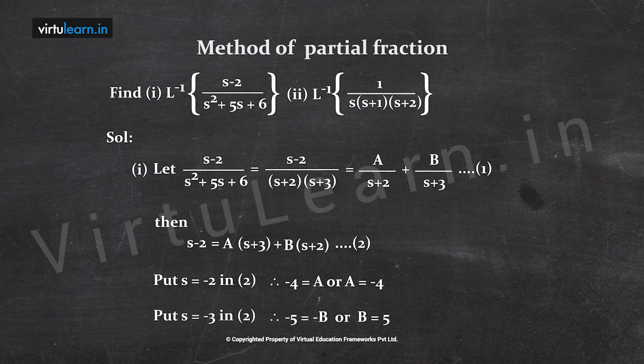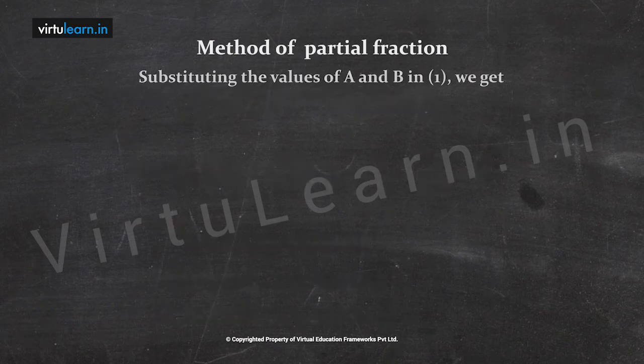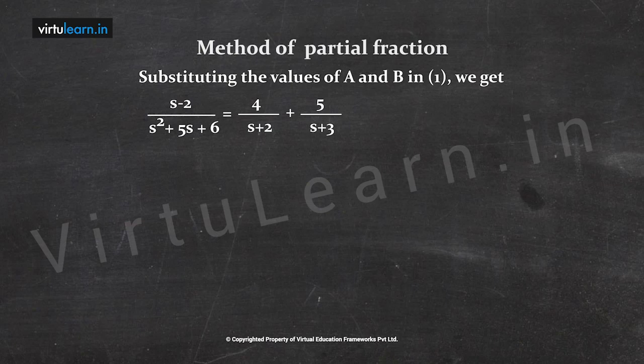Then put s equal to minus 3, and the A value is 0: minus 5 equals minus B, so B equals 5. We know very well how to solve partial fraction problems, and according to the partial fraction technique I got the values of capital A and capital B: A equals minus 4, B equals 5. Substituting these values of A and B in the above equation, (s minus 2) by (s square plus 5s plus 6) equals minus 4 by (s plus 2) plus 5 by (s plus 3).